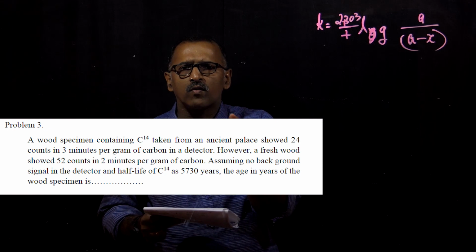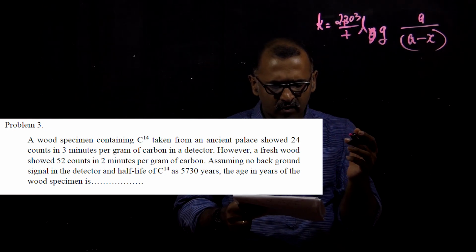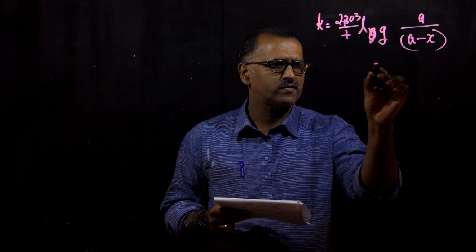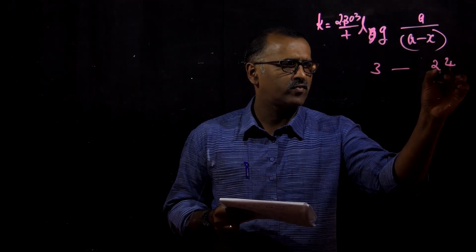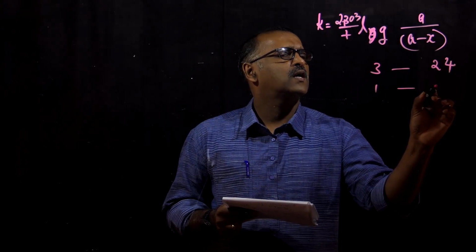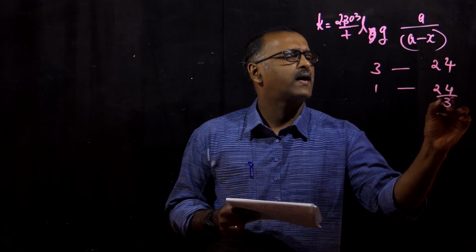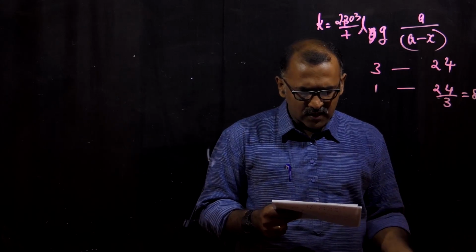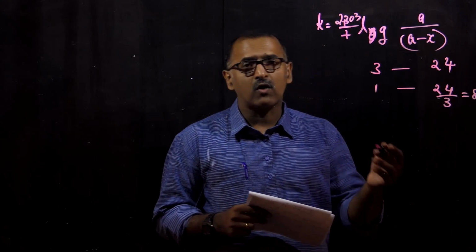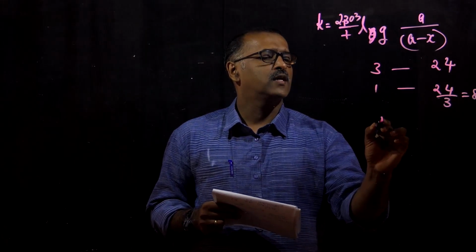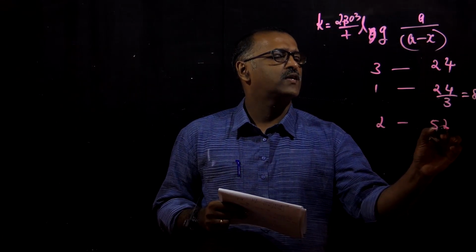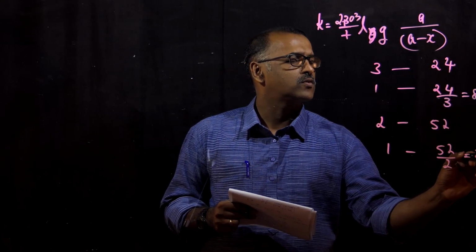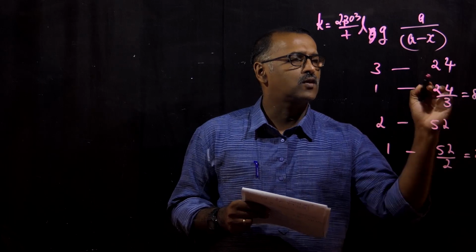As stated in the problem, it was 24 counts in 3 minutes. If it is 24 counts in 3 minutes, in 1 minute the count will be 24 by 3, which is equal to 8. And in the other activity, it is 52 counts in 2 minutes. So in 1 minute it will be 52 by 2, which is equal to 26 counts.